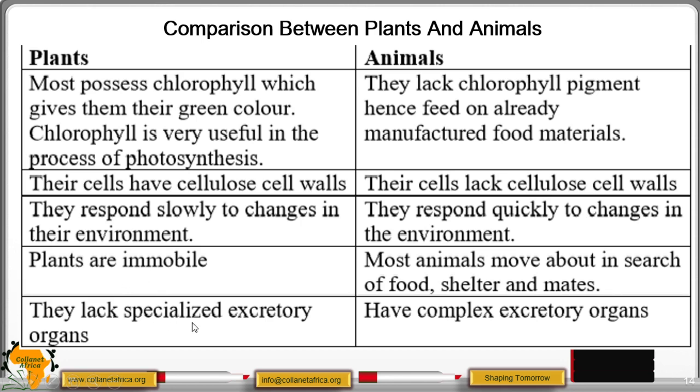Plants lack specialized excretory organs because they have little metabolic activity in their cells. Metabolic activities are those processes that occur within their cells. So plants lack specialized excretory organs. Animals have complex excretory organs to remove the waste products that come out of rapid metabolic processes within their cells.